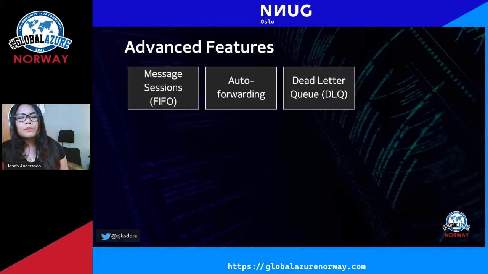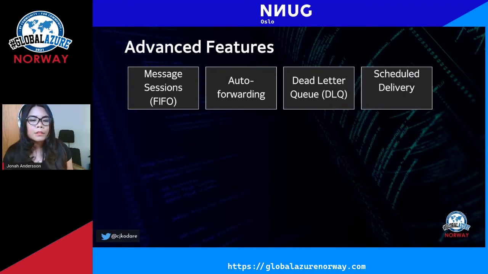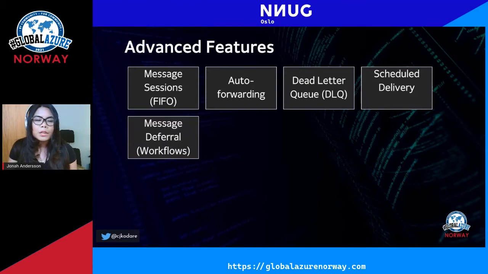And the dead letter queue is like a sub queue within the Azure Service Bus queue that automatically saves the messages that were not delivered to the receiver in a special sub queue. So this feature is good if you want to inspect those messages that didn't go through first, and handle them later on. And scheduled delivery, which means that you can choose which messages you want to deliver on schedule.